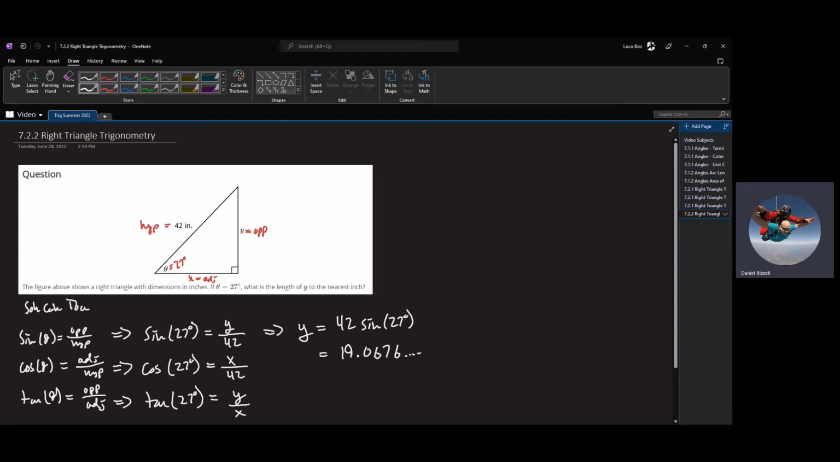But we want to round to the nearest inch. So we need to look at our first whole number right here at this digit place, and then we need to look to the position after it to see if it needs to be rounded up or down. And in this case, since it's a 0, we're not going anywhere. We're staying where we're at. So we have 19 inches. And 19 inches is our distance for y, or the length of our y leg. And this is the answer Newton is looking for.